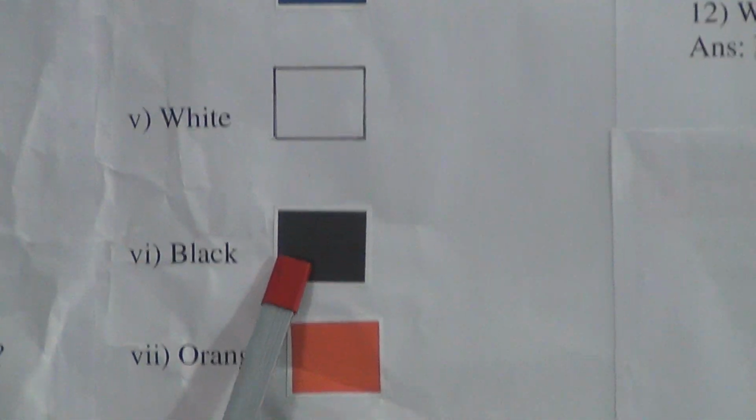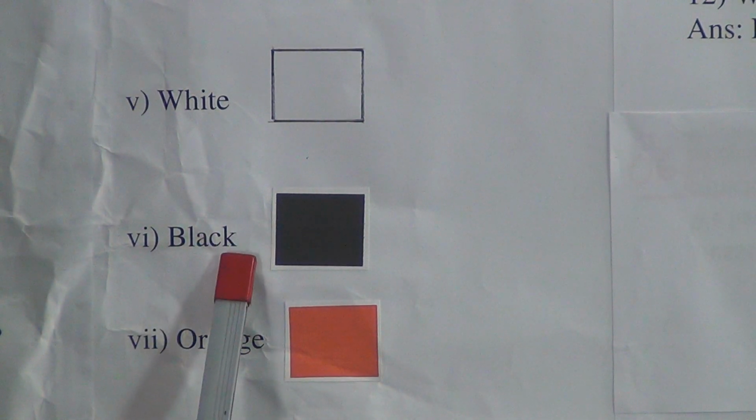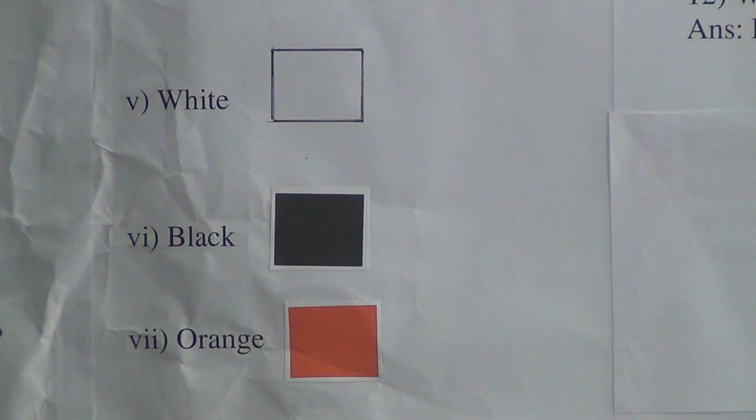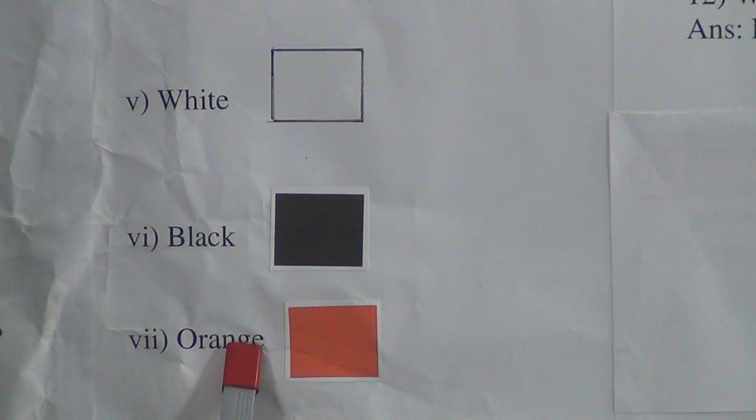This is black color. Black spelling is B-L-A-C-K, black. And 7 number color here is orange, and the spelling of orange is O-R-A-N-G-E, orange. And here is 11 number question.